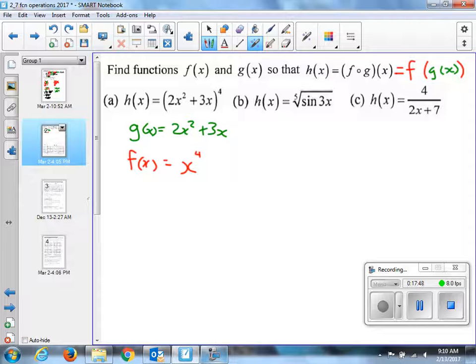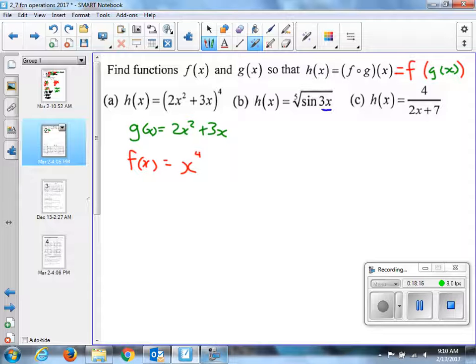Does it look like there's a distinct inside and outside when I look at this? Does this look like it's the inside of that? So this is what you're trying to separate, the inside and the outside. The outside would be the 5th root, and the inside would be sine 3x. I could identify 3 different things though.